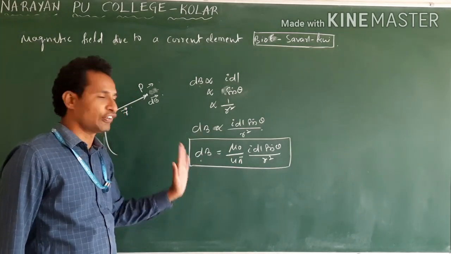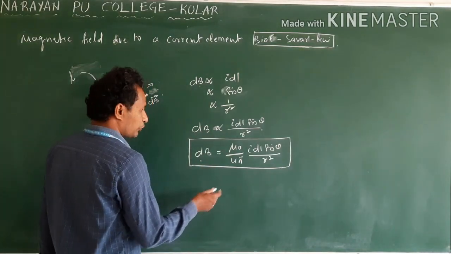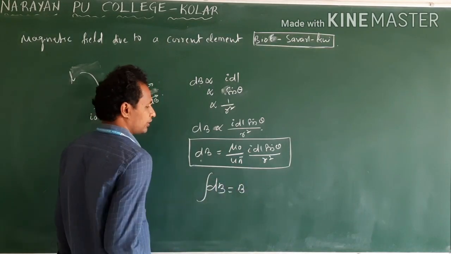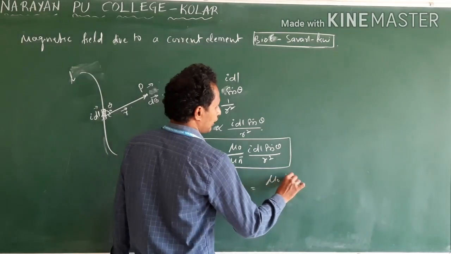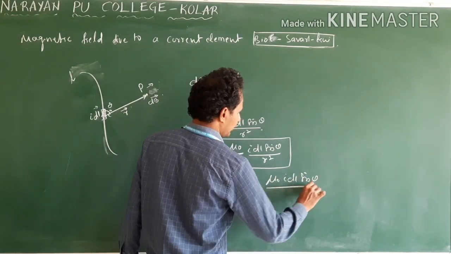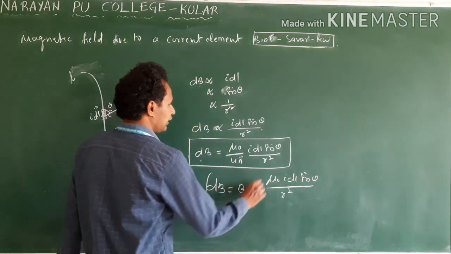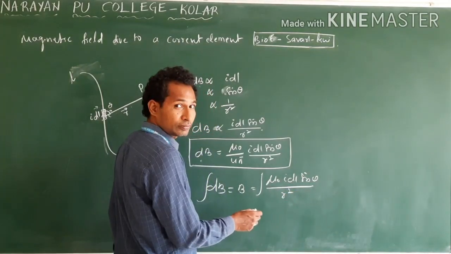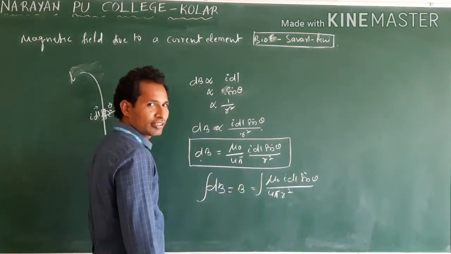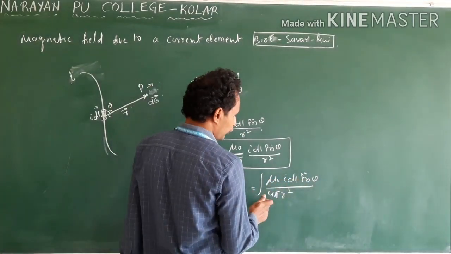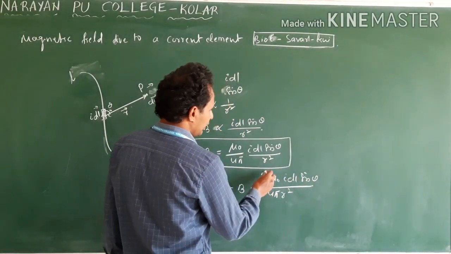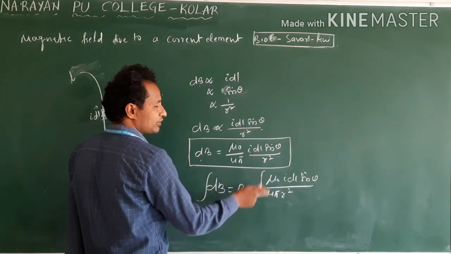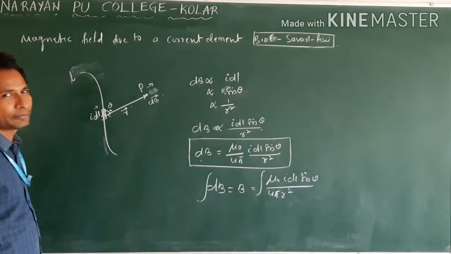To get the total field, what do we do? We need to integrate dB. What do we get? B is equal to mu naught by 4 pi, integration of I dl sin theta by r square. The integration depends on the limits, where to where, which depends on the conductor. Using that we will apply it.